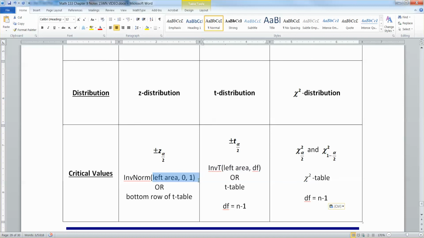T and z you could find with a calculator. You don't need the t-table. The t-table is just a quick reference sheet. But for the chi-square table, you must use the calculator, or excuse me, must use a table. You do not have the calculator available to you. Computers can do it, but you won't have a computer on you.